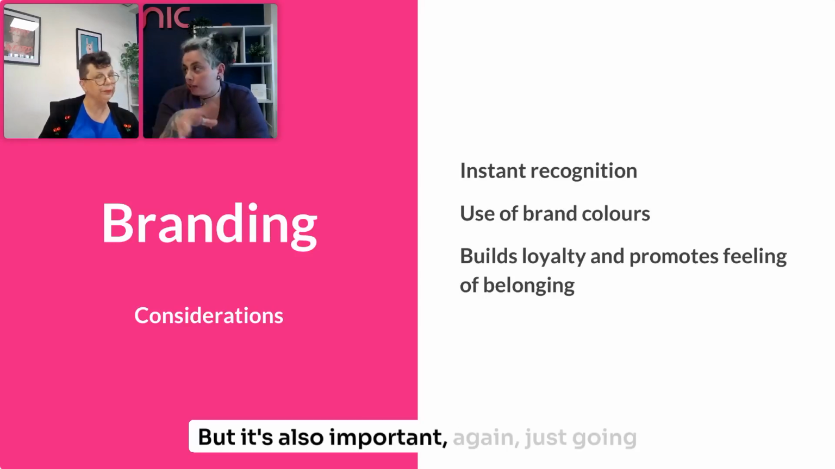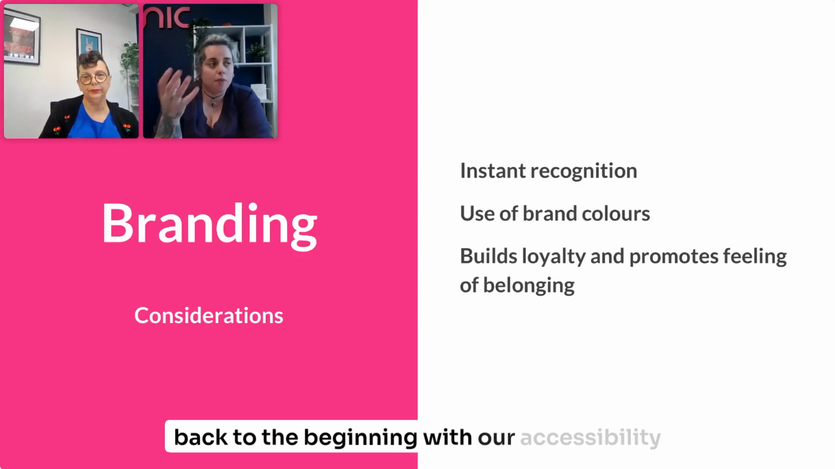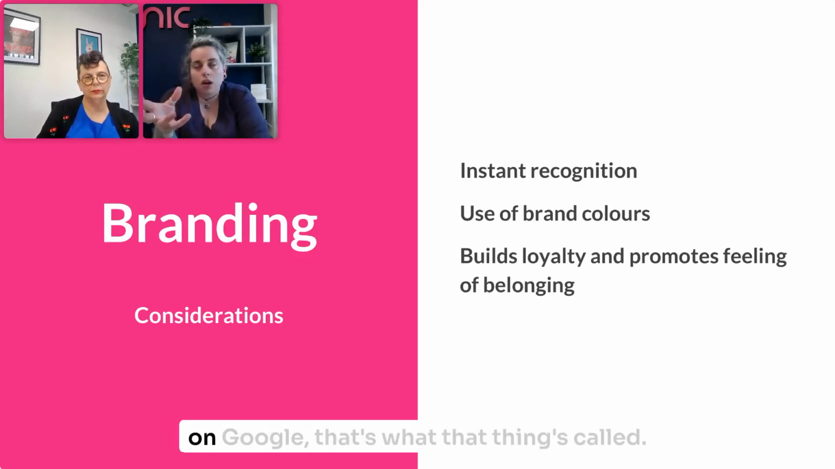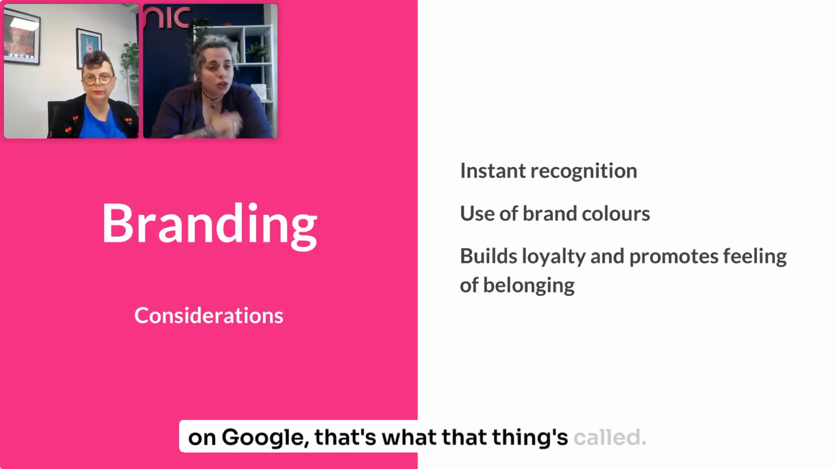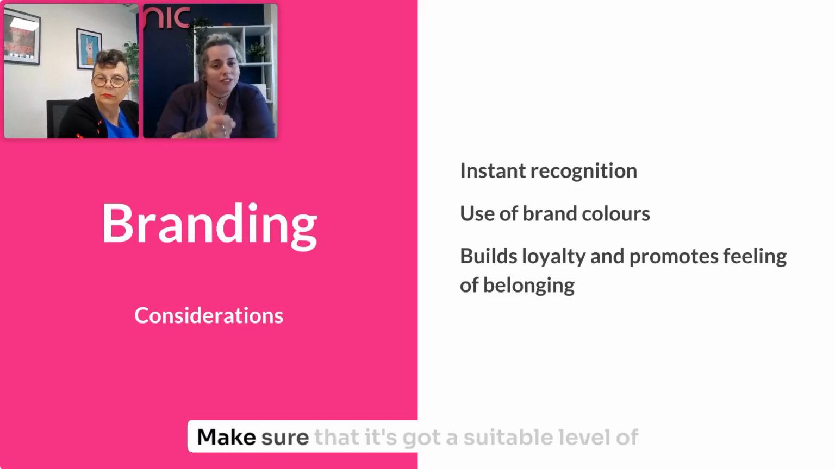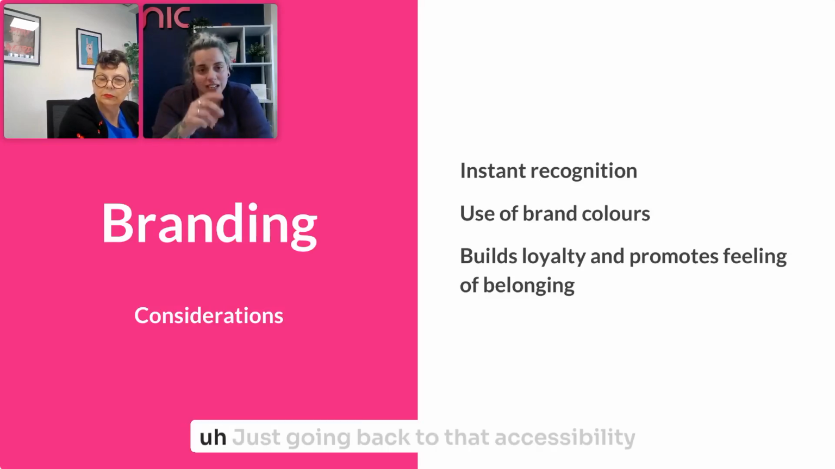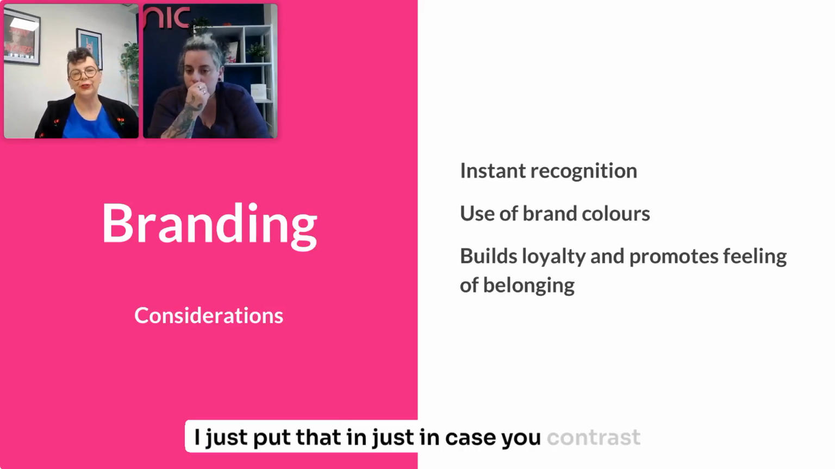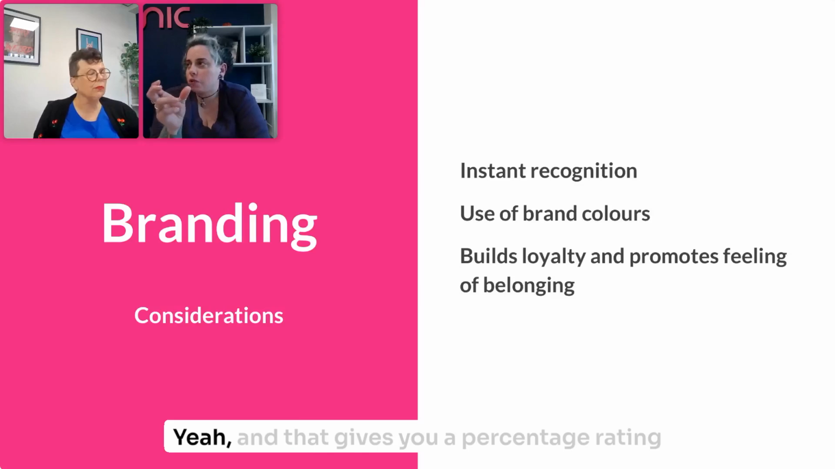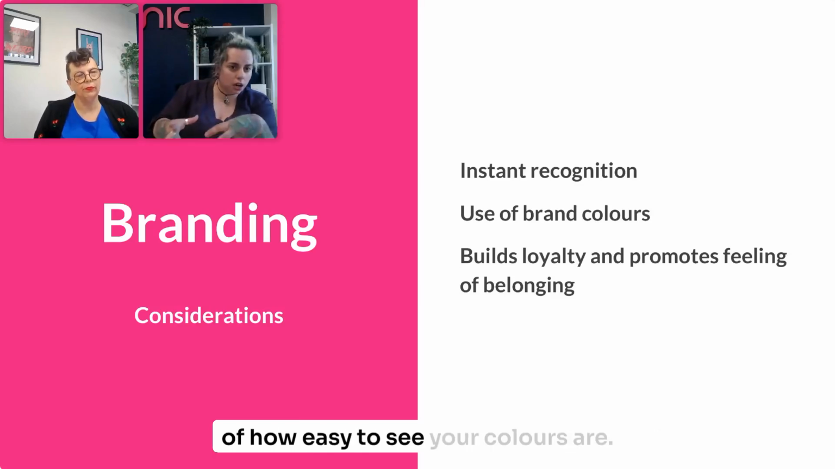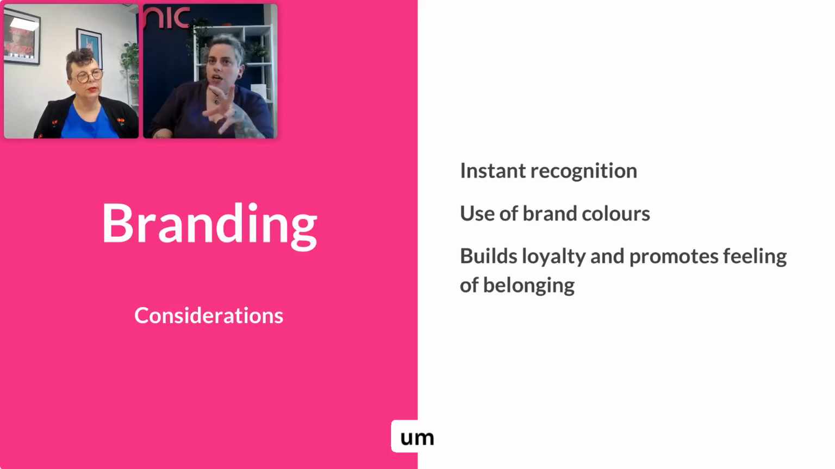But it's also important, going back to the beginning with our accessibility point, to go to contrast checkers on Google, that's what that thing's called. Run your hex codes through it. Make sure that it's got a suitable level of contrast. Just going back to that accessibility requirement. I've just put that in just in case, contrast checkers on Google. It gives you a percentage rating of how easy to see your colours are.